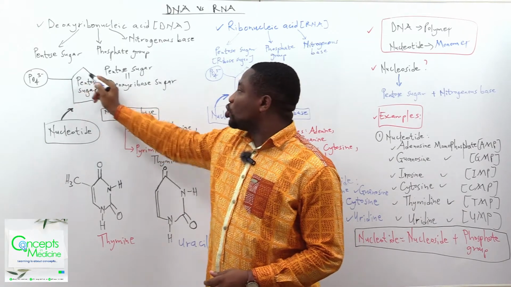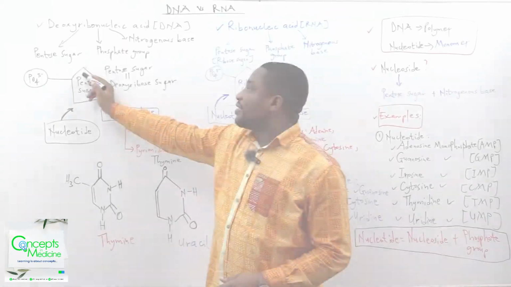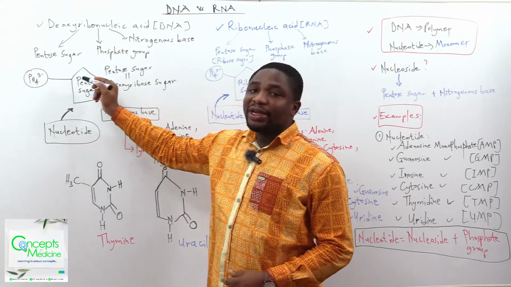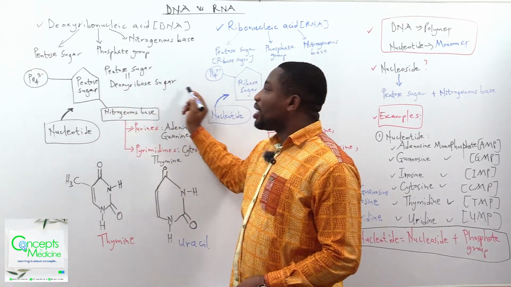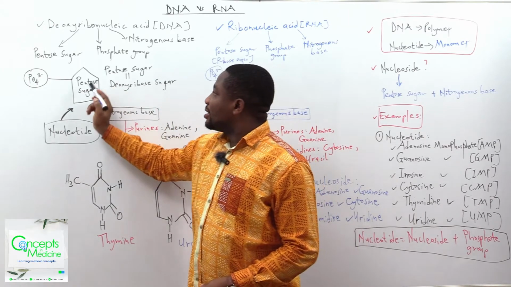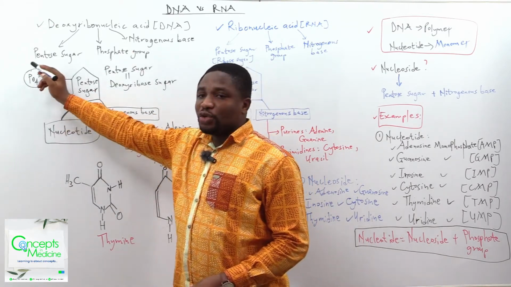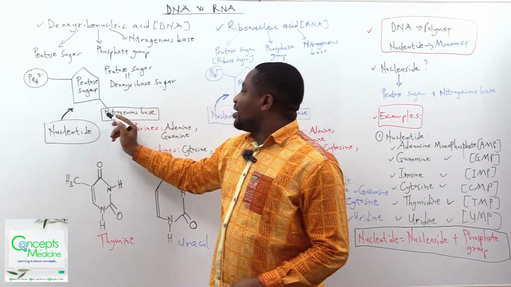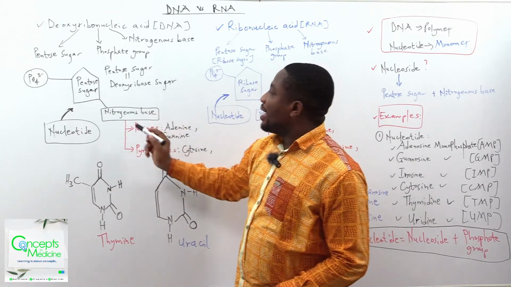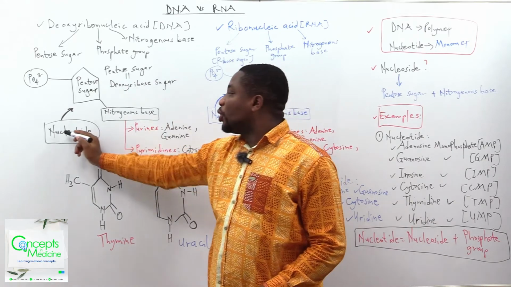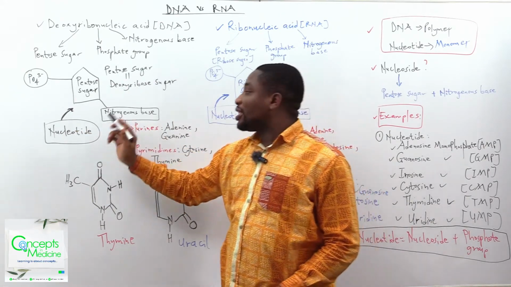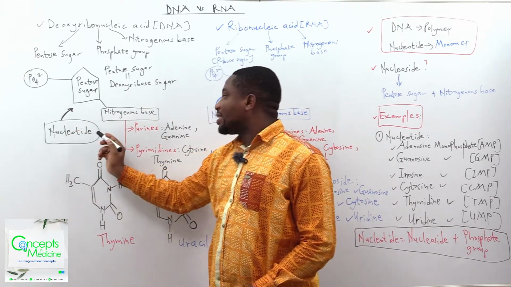This is the pentose sugar. You can see that this is a five-sided figure depicting pentose sugar. And for DNA, the pentose sugar is deoxyribose. Then again, the DNA has a phosphate group, and finally the nitrogenous base. And this structure, as drawn here, together is known as the nucleotide. That is what we refer to as the nucleotide.